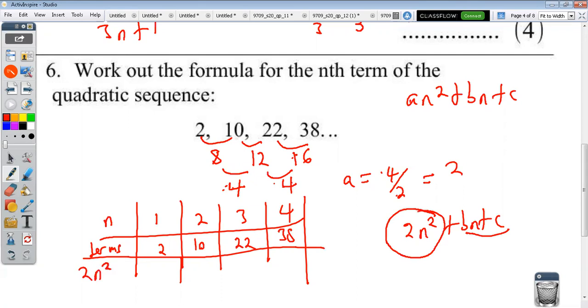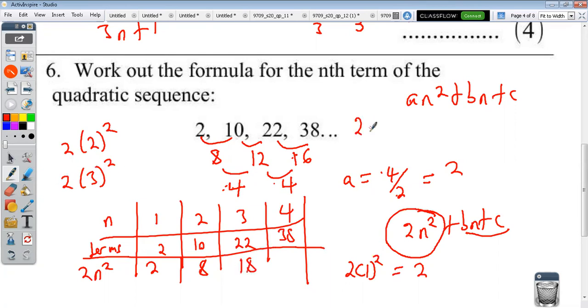2n squared. So when n is equal to 1, 2 multiplied by 1 squared is 2. When n is equal to 2, it is 2 brackets 2 squared, which gives you 8. When n is equal to 3, 2 brackets 3 squared. 3 squared is 9, times 2, 18. When n is equal to 4, 2 brackets 4 squared. 4 squared is 16, times 2, 32.